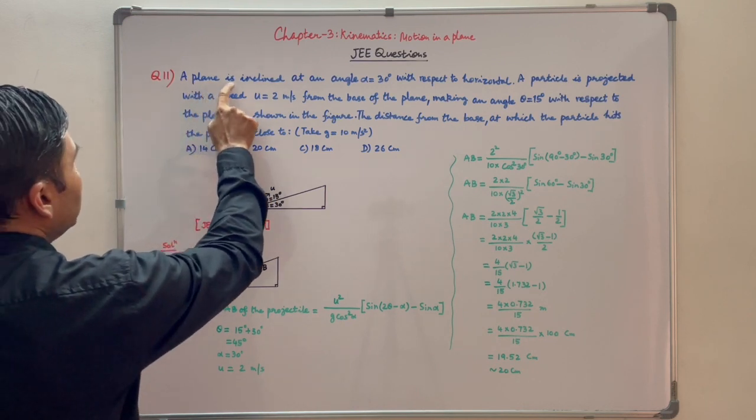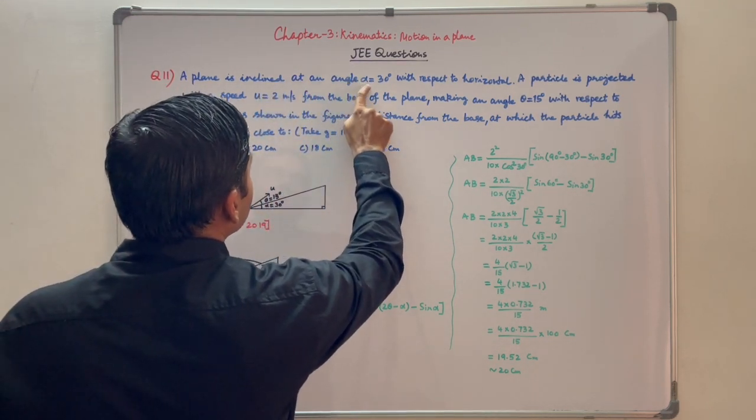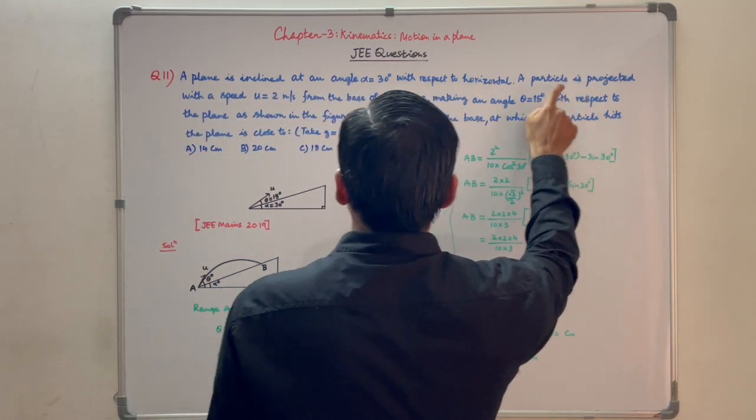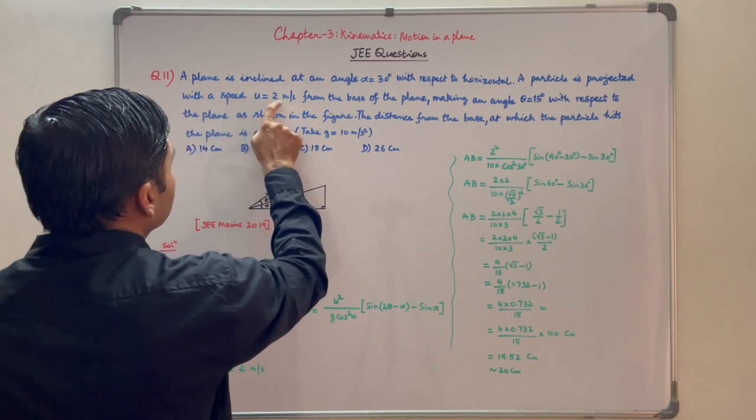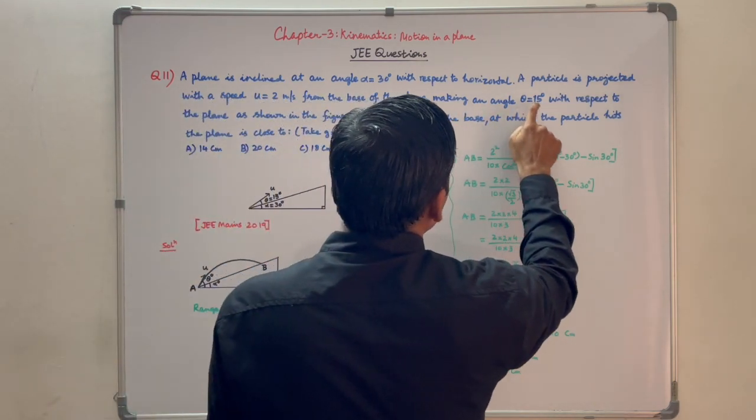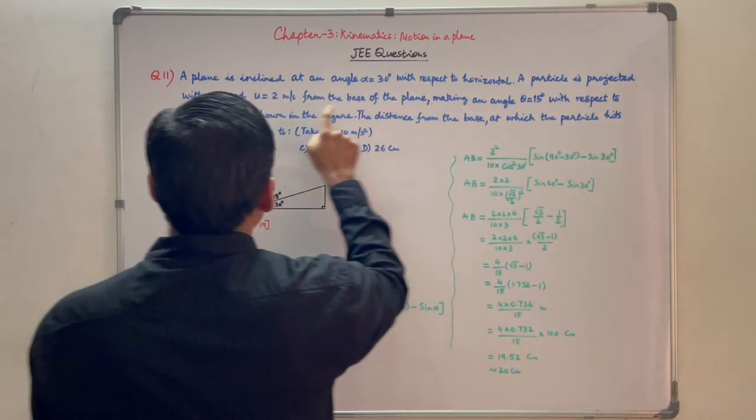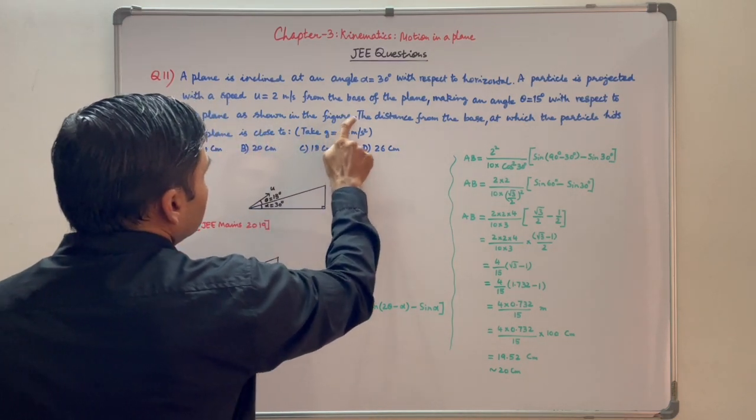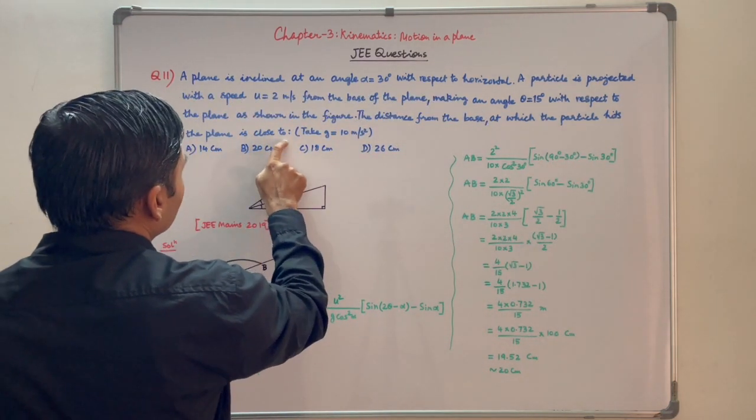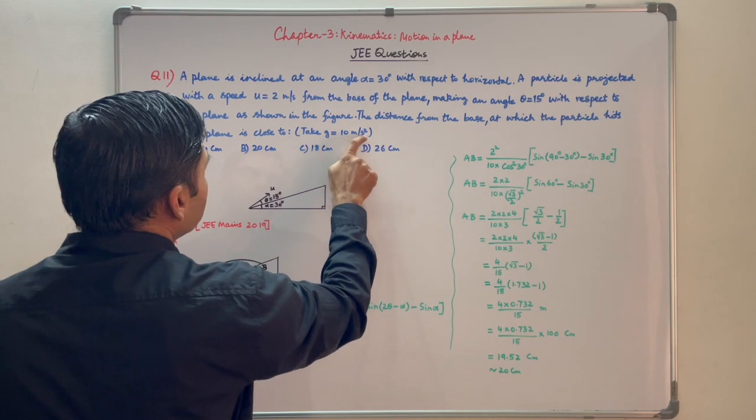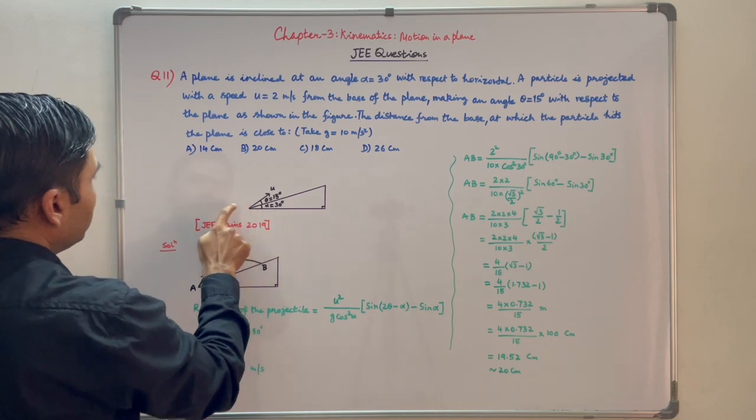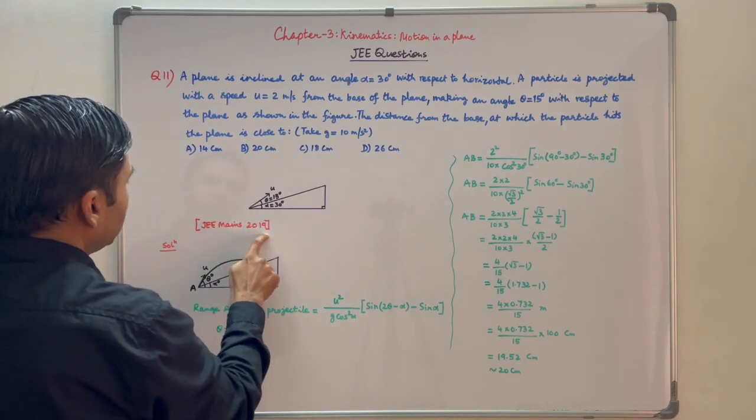11th question. A plane is inclined at an angle alpha is equal to 30 degrees with respect to horizontal. A particle is projected with a speed u is equal to 2 meter per second from the base of the plane, making an angle theta is equal to 15 degrees with respect to the plane as shown in the figure. The distance from the base at which the particle hits the plane is close to. Take g is equal to 10 meter per second square. These are the options given and this is the figure given. This question appeared in JEE Mains 2019.